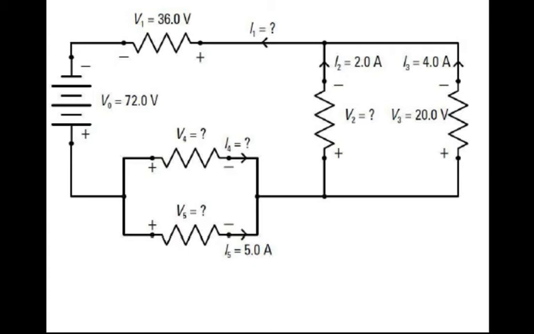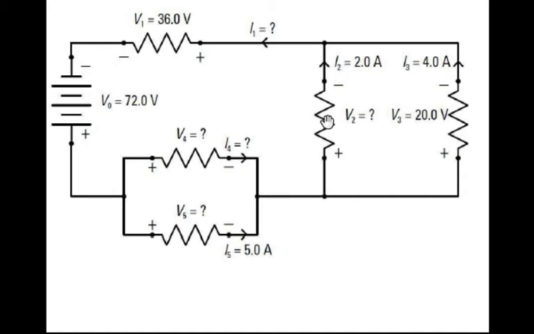So let's analyze this. We have a 72 voltage source. We don't know our total current coming out of the source, but this 72 voltage source means that we have to drop 72 volts across the circuit. So let's continue along here. On either of these paths, we don't know the V4 or the V5. So let's move on the path that has the V4 to start.